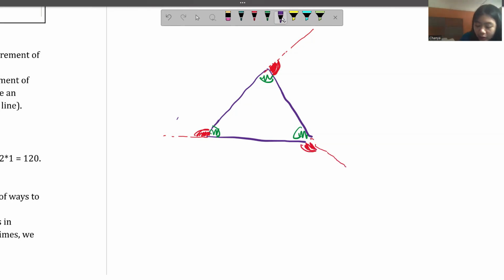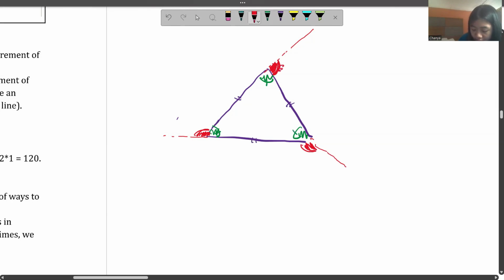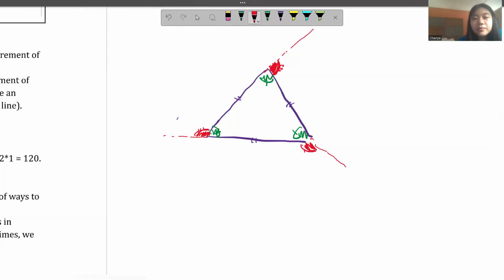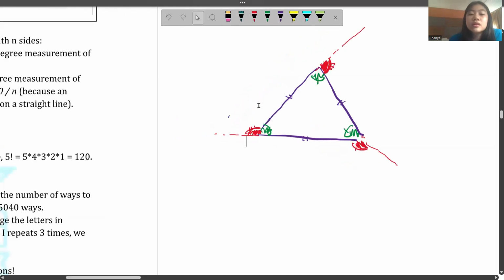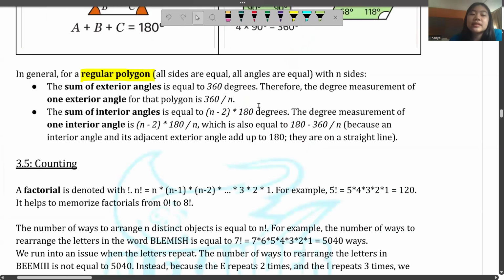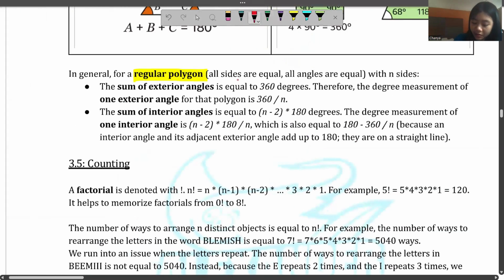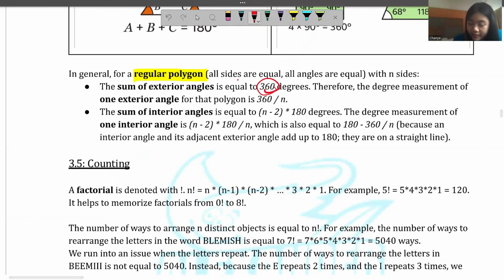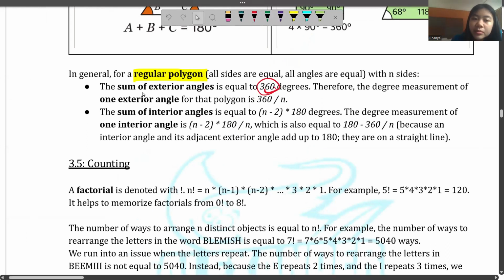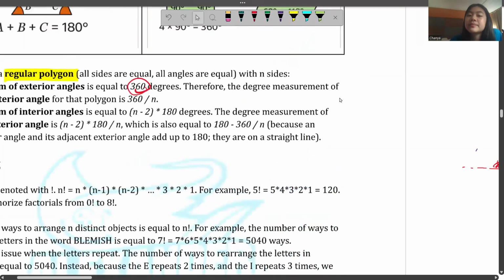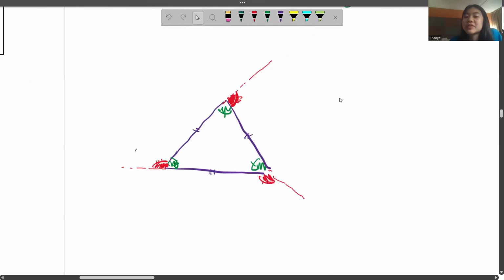And given that this is a regular polygon, which means all sides are the same and all angles have the same measure, these three angles are also going to have equal measure. So the way to find it is basically when you know the sum of all exterior angles is always equal to 360 degrees. So since the sum of the exterior angles is equal to 360, the degree measurement of one exterior angle is 360 over the number of sides.